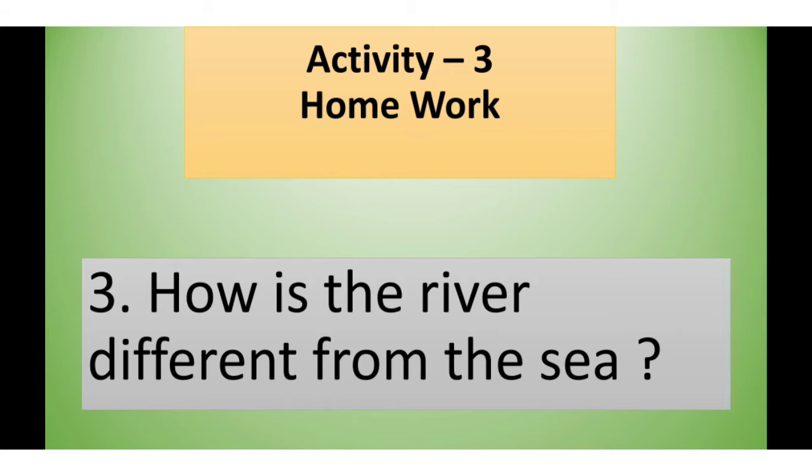Out of this, if we see the differences of river and sea, what it can be? Yes, sea is a huge water body, whereas river is a thin water body. And from sea we get salty water. For example, when we go to beaches, when we taste that water, it is salty, whereas in river we get the fresh water. So this is all about activity 3 that we saw.